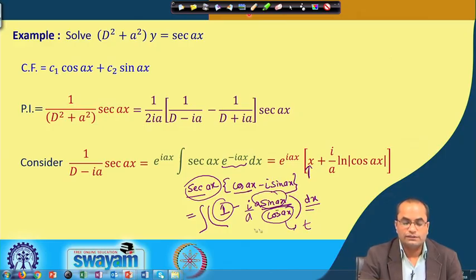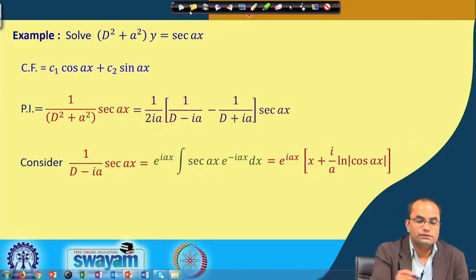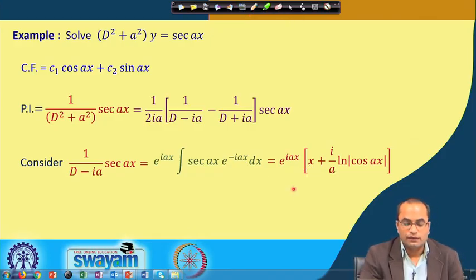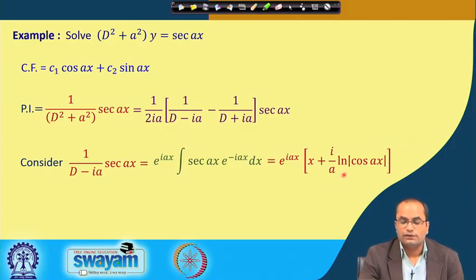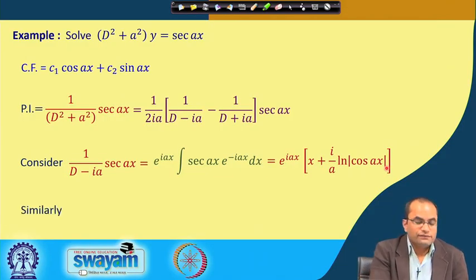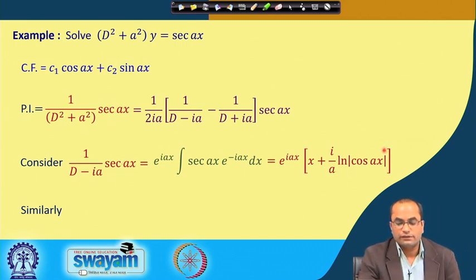So, the value of this integral will be with plus sign i over a and this logarithmic, because this is like 1 over t. So, the logarithm of cos ax, which is written here. This is nothing but the value of this integral, x plus i over a and the logarithm of cos ax with the modulus. Similarly, once we have computed this 1 over d minus ia on sec ax, which is coming to be this one here, what can we do?